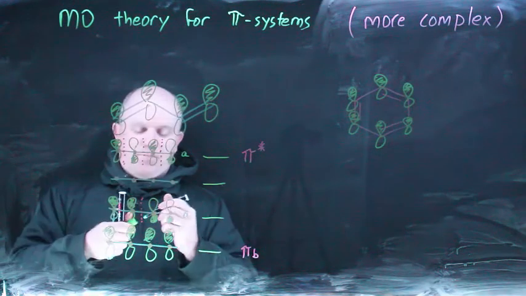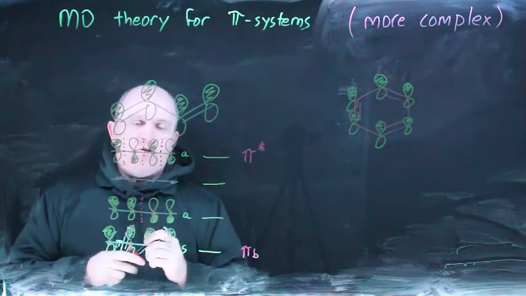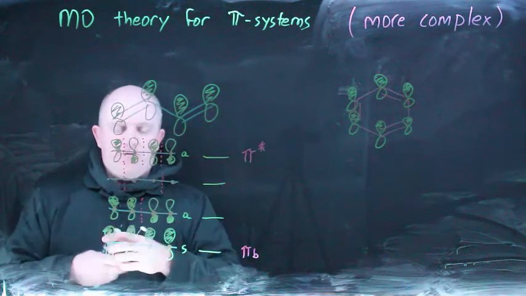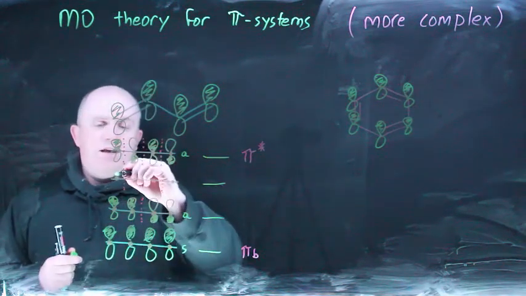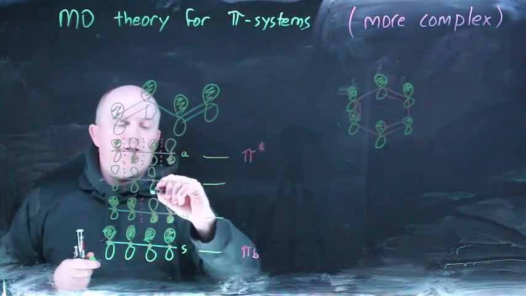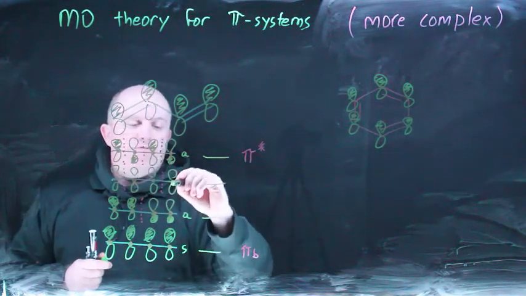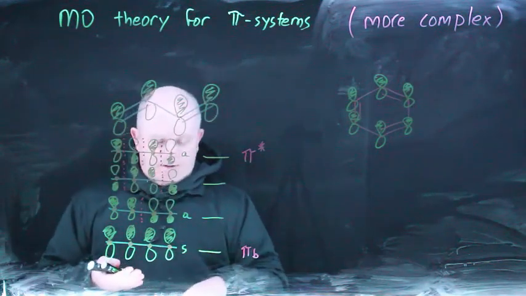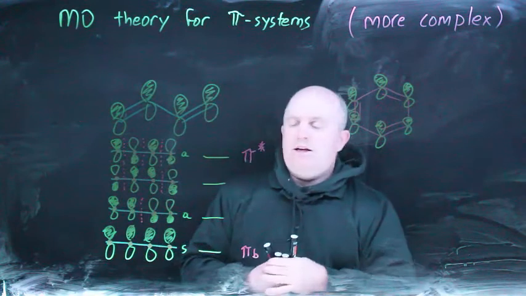Okay, and then the next one up is of course going to be one where you have 2 nodes, and the easiest way to generate that is to put the 2 nodes here and then fill out the orbitals in between. And again, you're going to ensure that the orbitals that are next to each other have the same phase so that they can overlap. And then we should go ahead and fill out the electrons in the system.